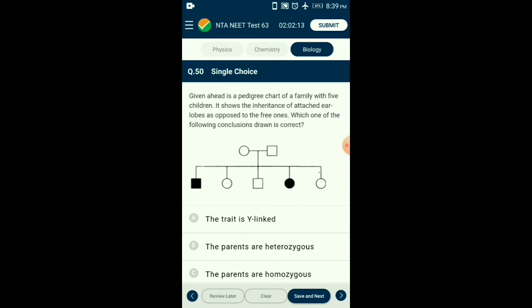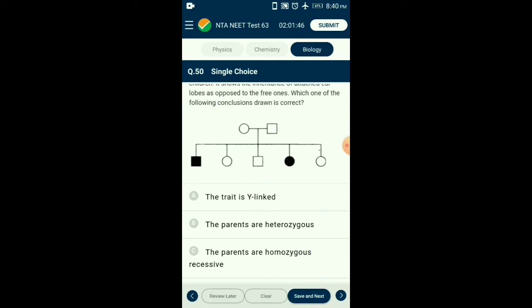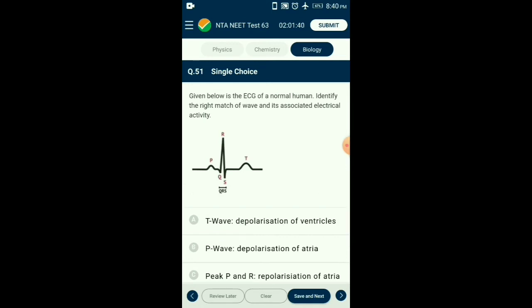In pedigree analysis, if parents appear normal and some of their progeny are sufferers, then the disorder is autosomal recessive and the parents are heterozygous. Heterozygous parents transfer the disease to some of their progeny. So the answer for this question is option B. The parents are heterozygous.